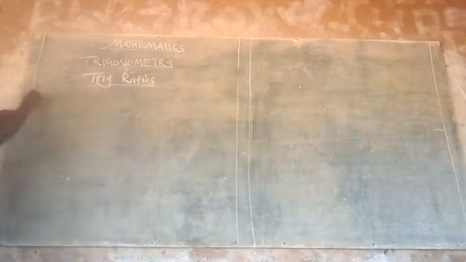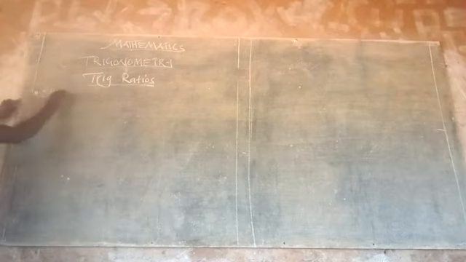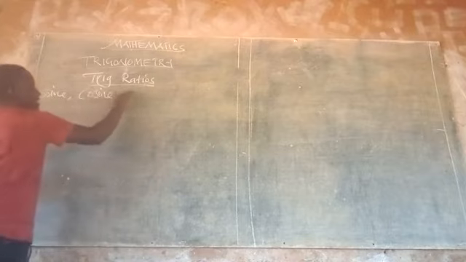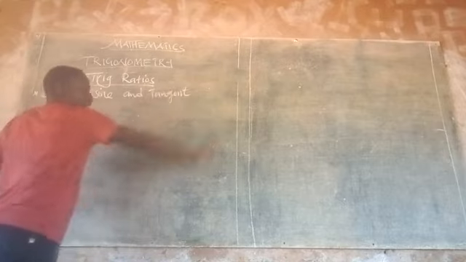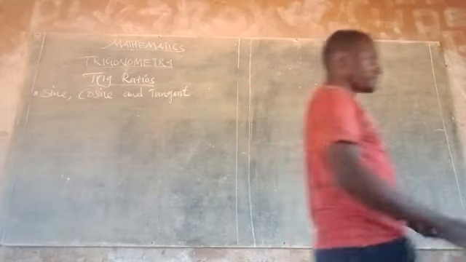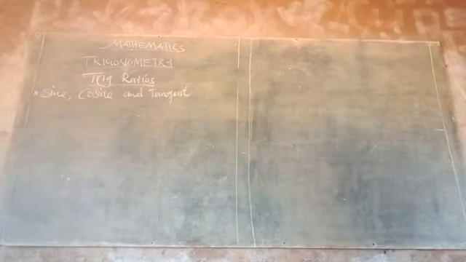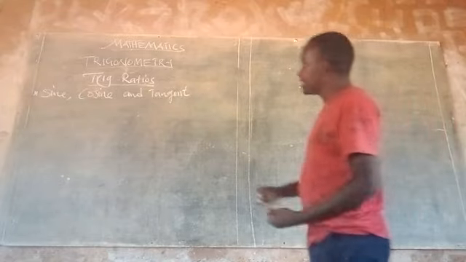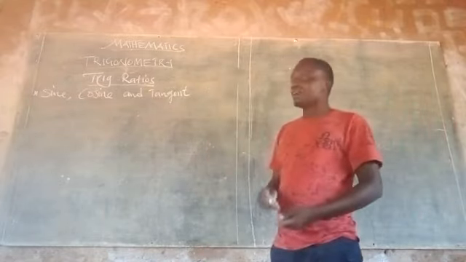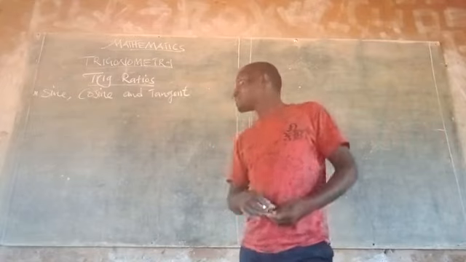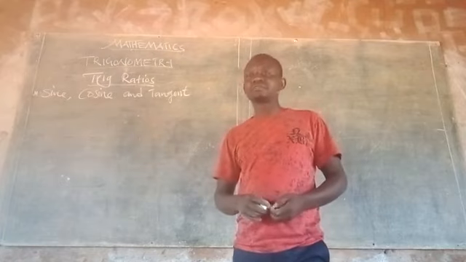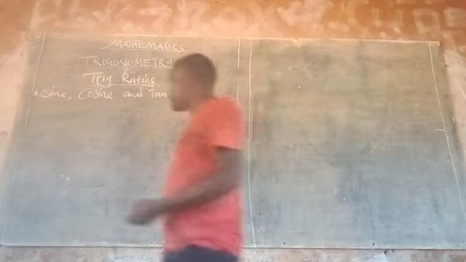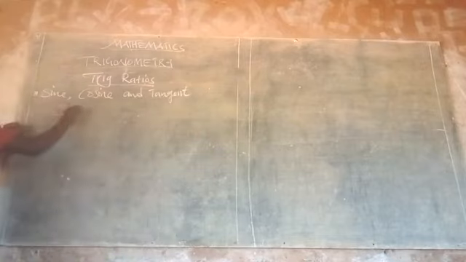Trigonometric ratios, we have what we call the sine, cosine, and the tangent. We have a formula that can help us to remember the trig ratios, and this formula is what we call the SOHCAHTOA.